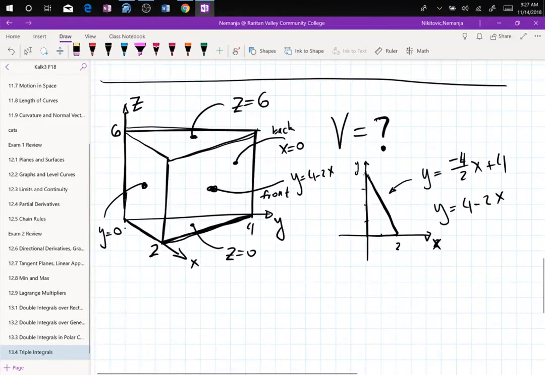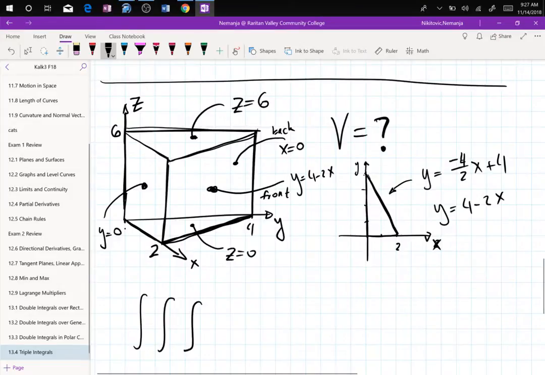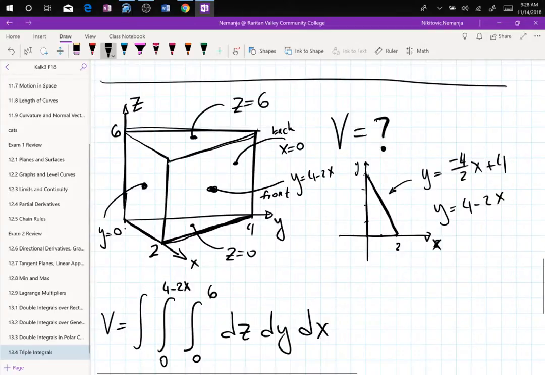Okay, so now that I picked the order, I put the triple integral here. I don't have a function because I'm calculating volume, right? So no function. And I know I'm doing dz, dy, dx. Great. So what are my z's? Well, 0 to 6, because it's a flat plane, right? What are the limits for my y? Well, the back is y equals 0, and the vertical one goes all the way to this one. So that's 0 to 4 minus 2x. And x goes from 0 to 2.